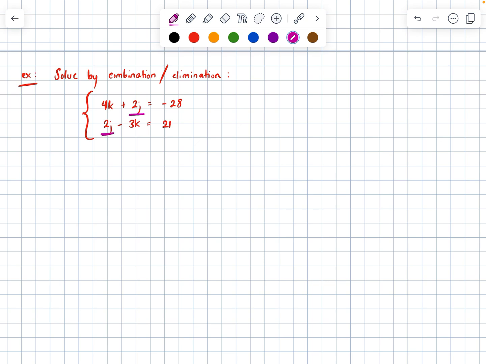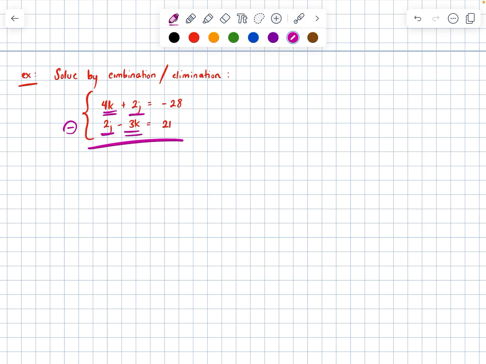Okay, so here I see a 2j and a 2j. That's probably what I want to cancel out. I have a positive 2j and a positive 2j. If I want to get those to undo each other, let's use subtraction. So I'm going to subtract my bottom equation from the top equation.